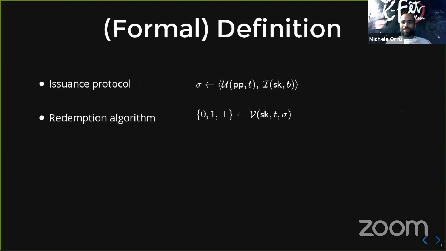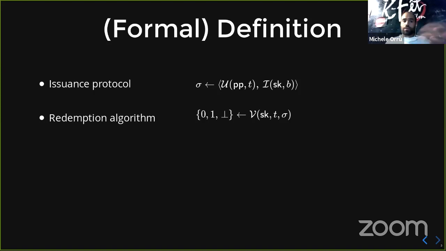More formally, what are we looking for? We have two parties, a user and an issuer. The user can, during an issuance protocol, ask the issuer for a token, given as input some public parameters and a nonce. The issuer, on the other side, given as input the secret key, and in the case of a private metadata bit, the bit b, can interact with the user, and at the end, the user will get this anonymous token. At a later time, the user can give this anonymous token back to the issuer, and the issuer can check whether the token is valid and extract the private metadata bit from it.